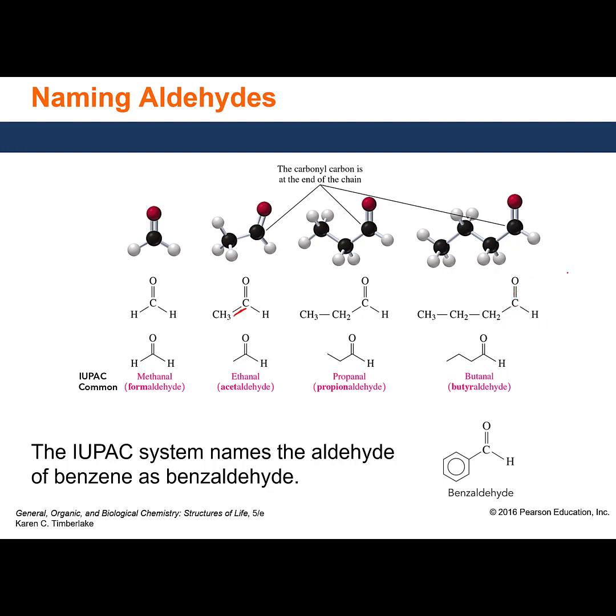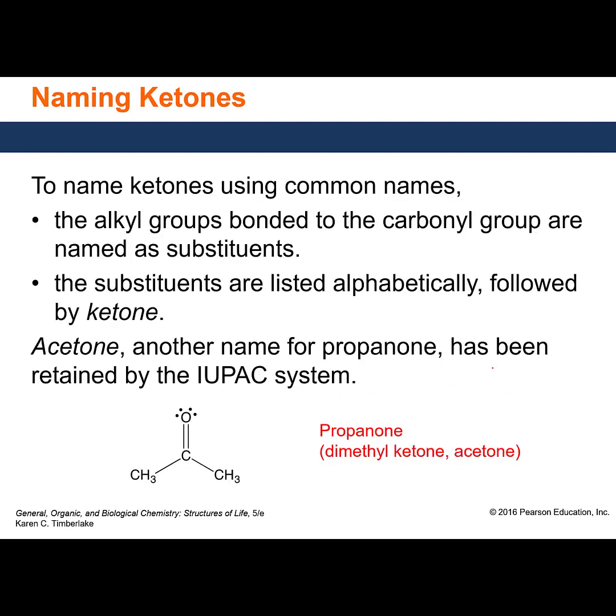So the aldehyde functional group will always be at the end. We'll always count that as carbon 1. If aldehyde is our highest ranking functional group, then that's always going to be on carbon 1. So I start carbon 1, 2, 3, 4. Ketones, of course, can't be at the end of the chain because a ketone has to have a carbon on each side of its central carbon.